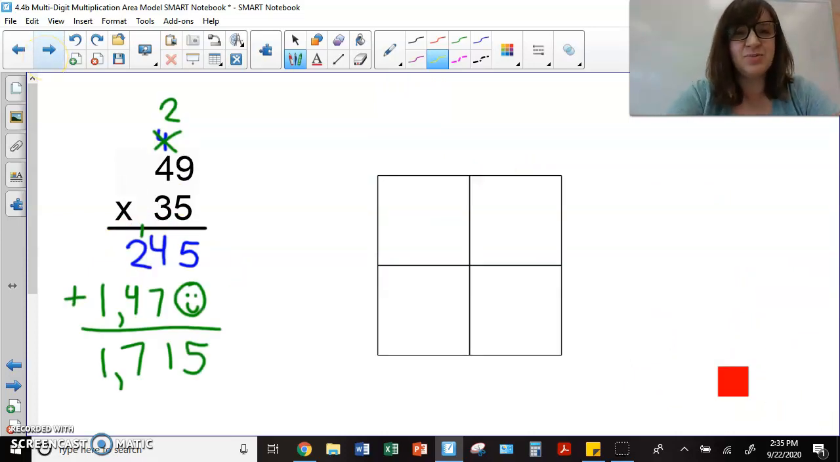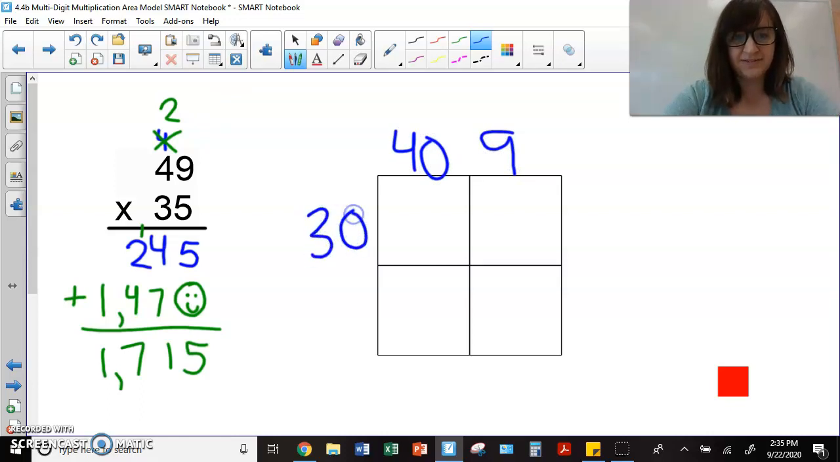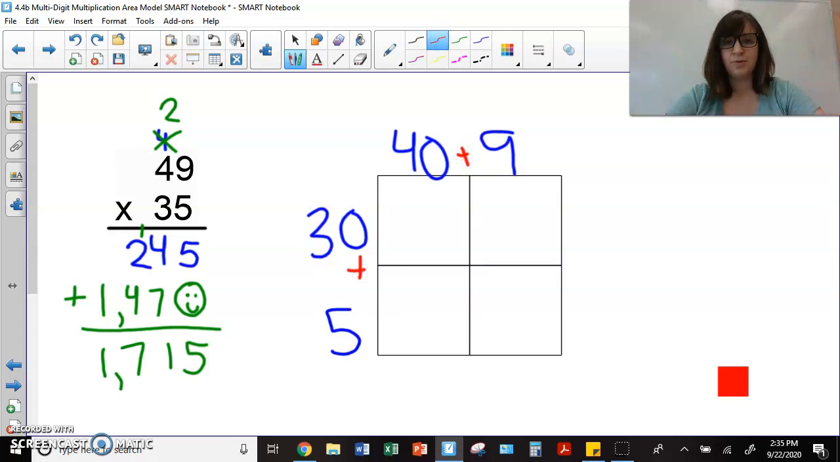Alrighty, let's do one more problem. This time we have a 2-digit by a 2-digit. So I'm going to take my top number and I'm going to write it across the top. So 49 in expanded form is 40 plus 9. 35 in expanded form is 30 plus 5. So you notice how now I have 2 rows and 2 columns, and I've written each number in expanded form.